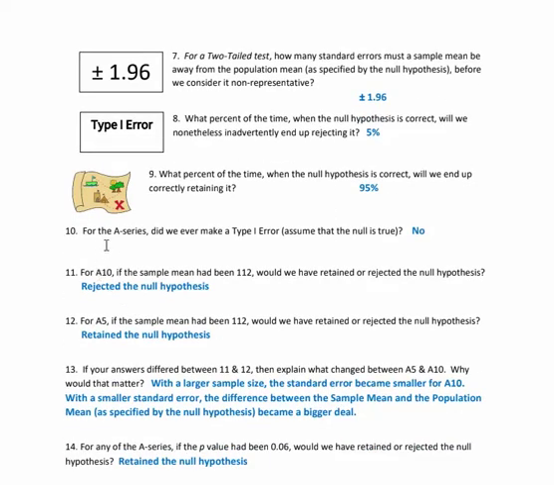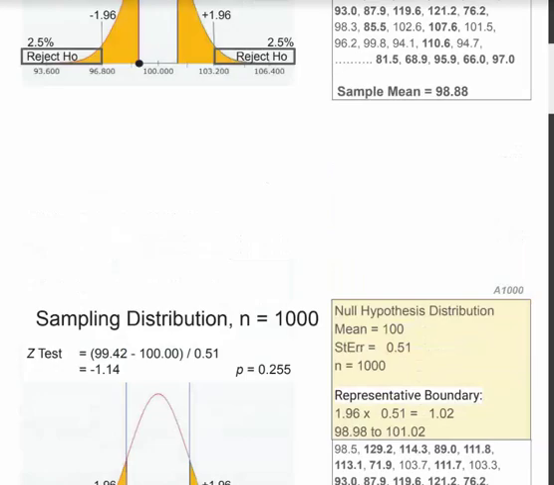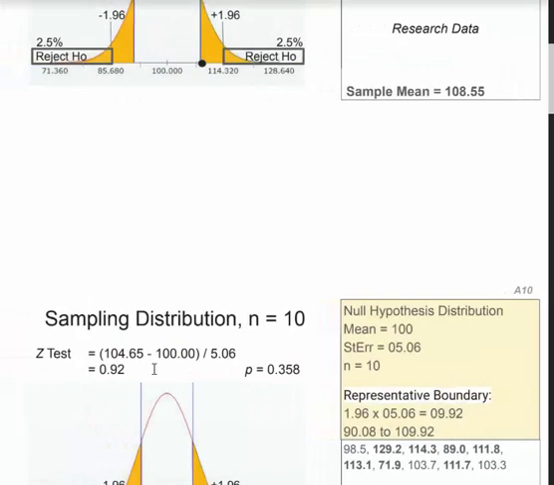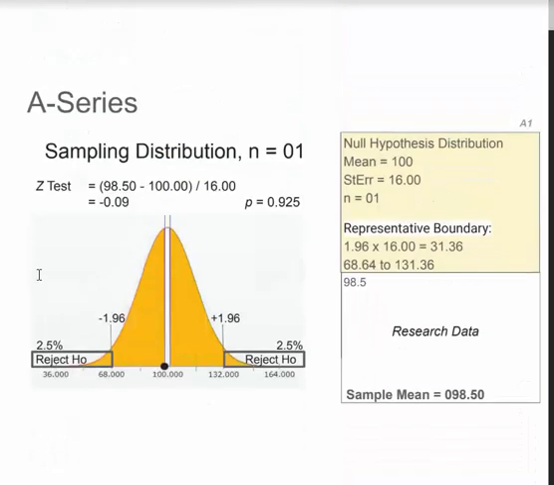Number 10, for the A series, did we ever make a type 1 error? Assume the null is true. So looking at the A series, did we ever inadvertently reject the null hypothesis? So to do that, we take a look at this drawing here. Here's our sample mean of 98.5, and you can see that it did not end up in the reject zone.